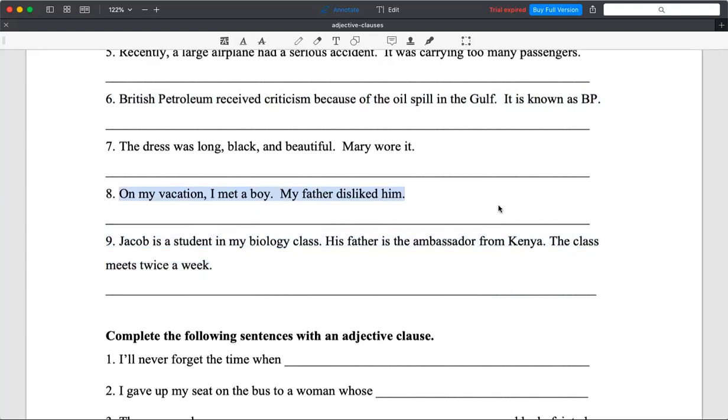Eight and nine. My father disliked the boy whom I met on vacation. Very good. And you did seven and eight, William. You were supposed to do the last two. Can you also do number nine? Okay. Thank you very much.